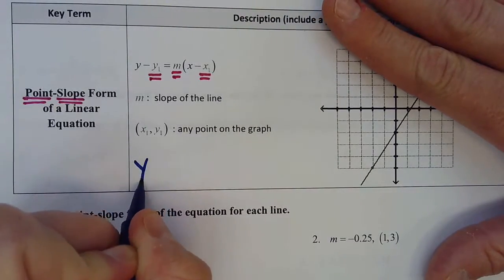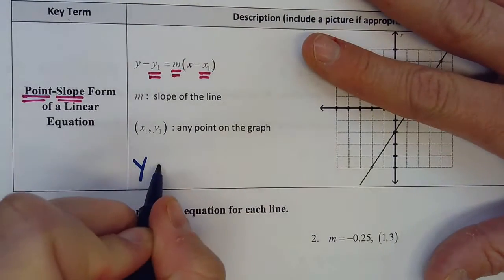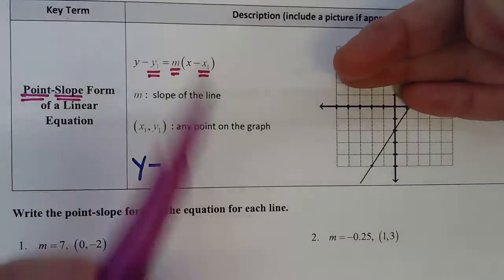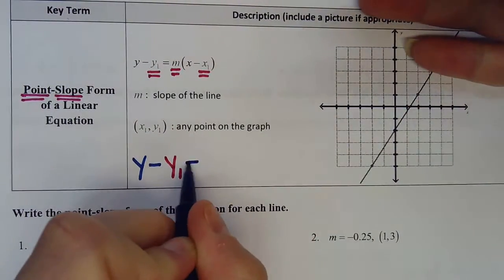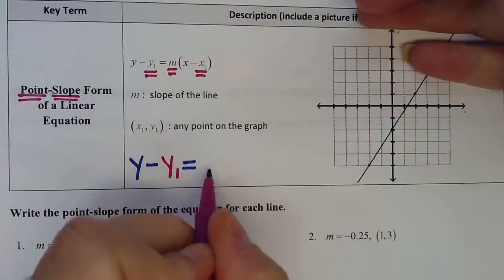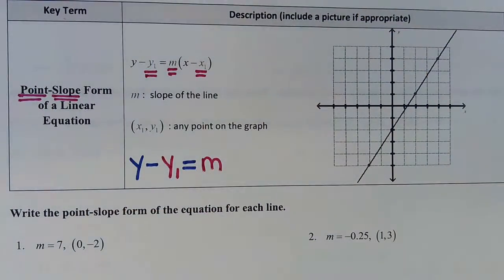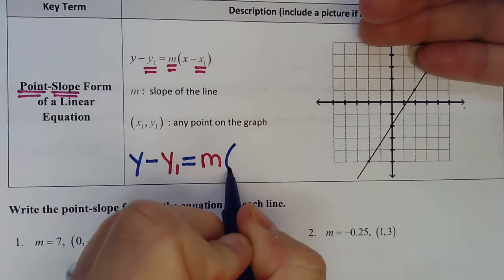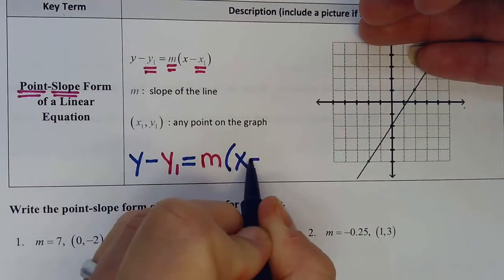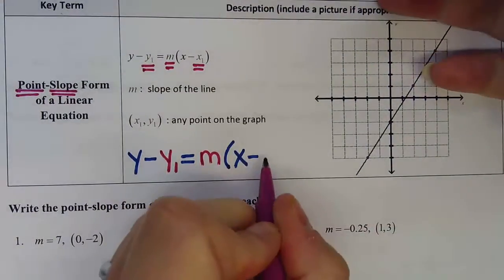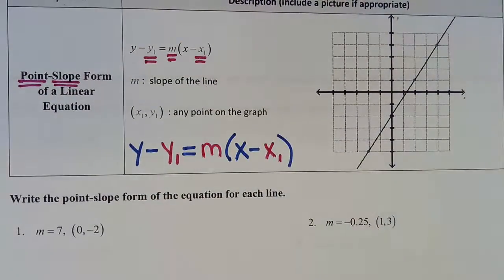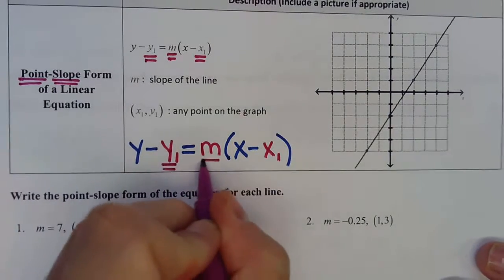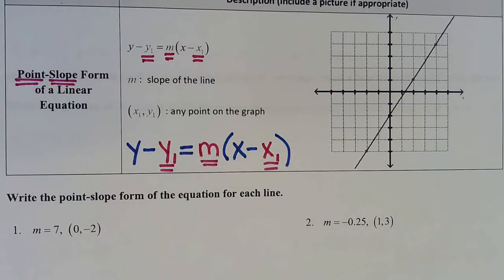So y will stay a normal y, and then you have minus y1, which is where you're plugging in. And then you have an equals. M you're going to be plugging in for. And then you have a parenthesis, x minus, and then x1 you're plugging in for. So anything in pink, you actually will be plugging a number in for those values.